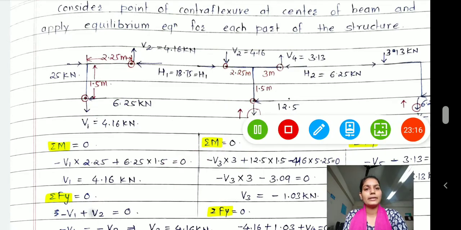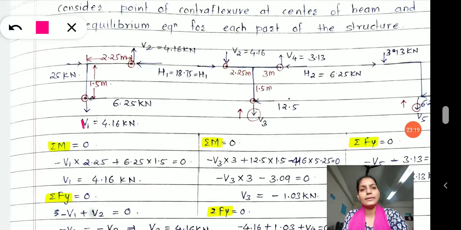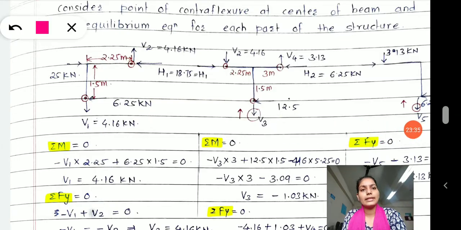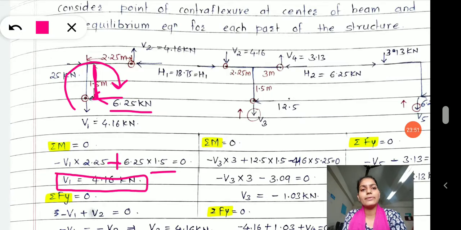Now check the moment. V1 into horizontal distance 2.25. Now V1 is making an anti-clockwise moment, which I will consider negative. So minus V1 into 2.25. Next is this horizontal force, which is making a clockwise moment. That's why I have taken it positive: 6.25 into vertical distance 1.5. Solving, the force V1 will be equal to 4.16 kilonewton.